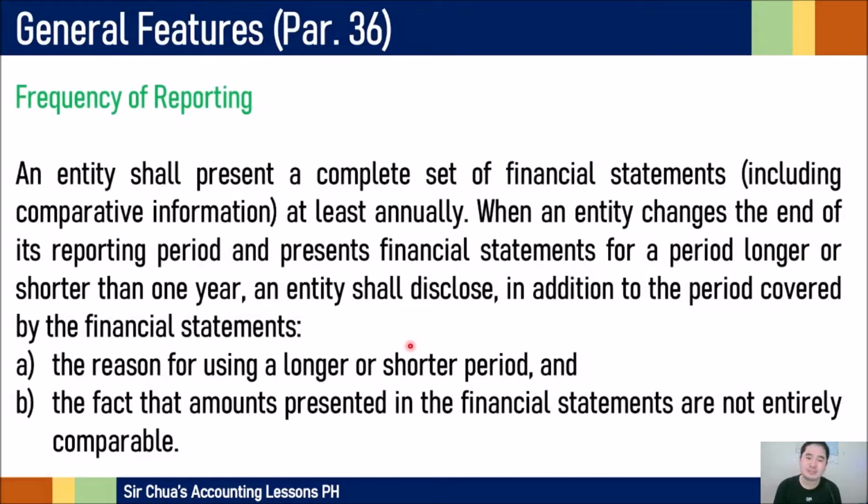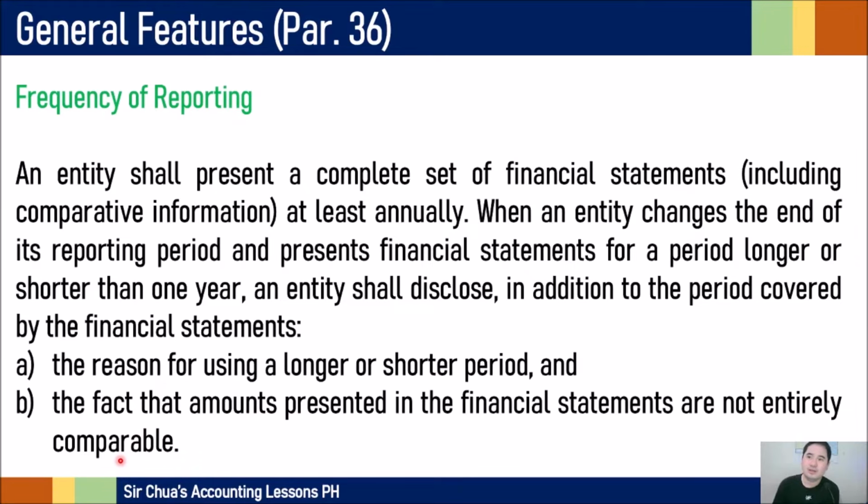Okay. Now, frequency of reporting. Financial statements under IAS 1 should be reported at least annually. Now, kung medyo meron kakaibang trip yung company mo na merong longer period reporting or shorter period reporting, kailangan po ng disclosure kung bakit po kayo magpe-present ng FS na longer than 1 year or shorter than 1 year, and the fact that the amounts in the financial statements are not entirely comparable.